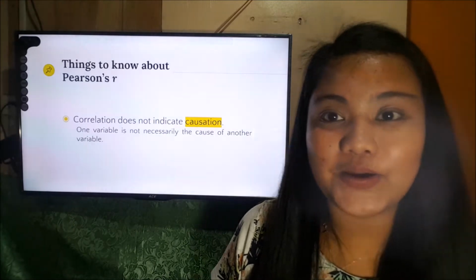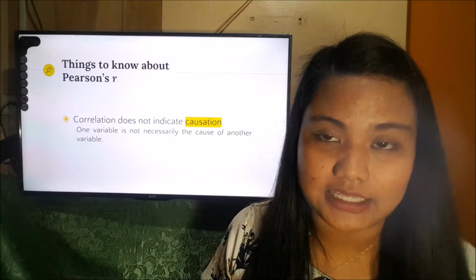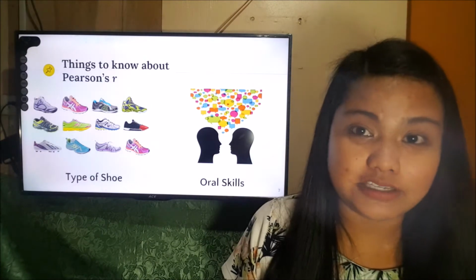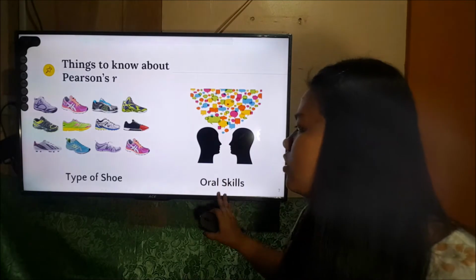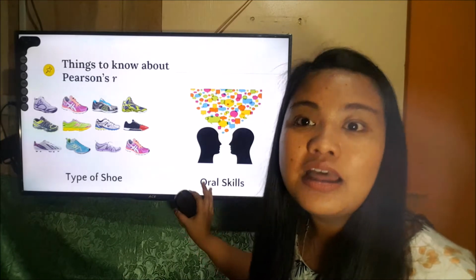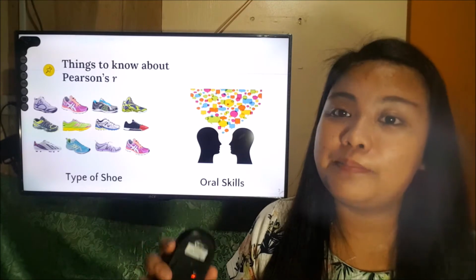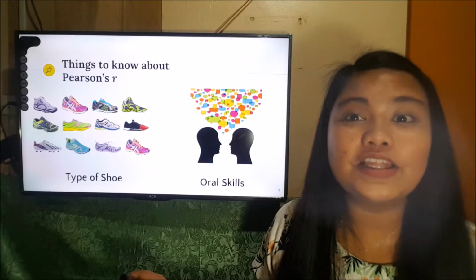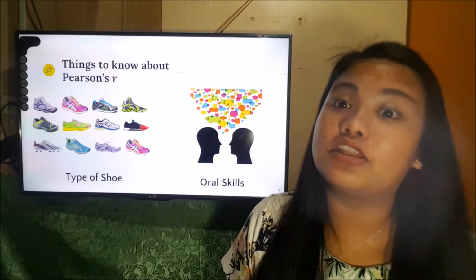Clear? Now, the second thing that we have to know about Pearson's R is that correlation does not indicate causation. What does that mean? To illustrate that, we have a sample research from Turner. She did the research on the type of shoe and the oral skills of her students. She wanted to know if there is a relationship between these two variables. Interesting, right? And the results were there is actually a positive correlation between these two variables.